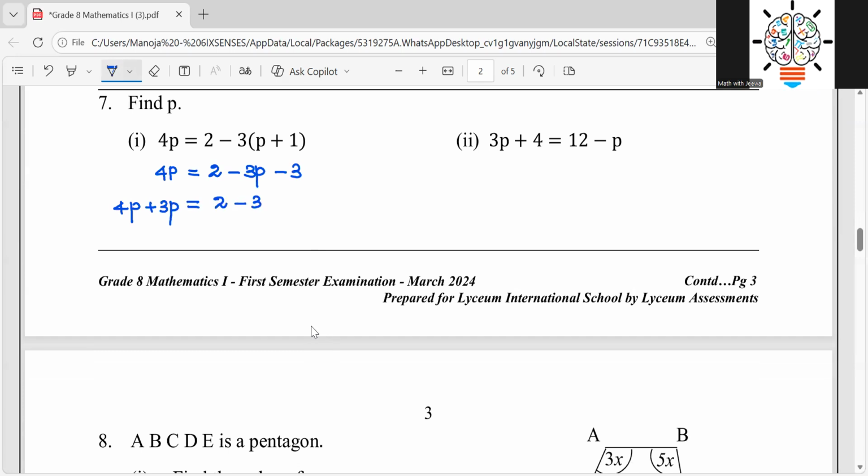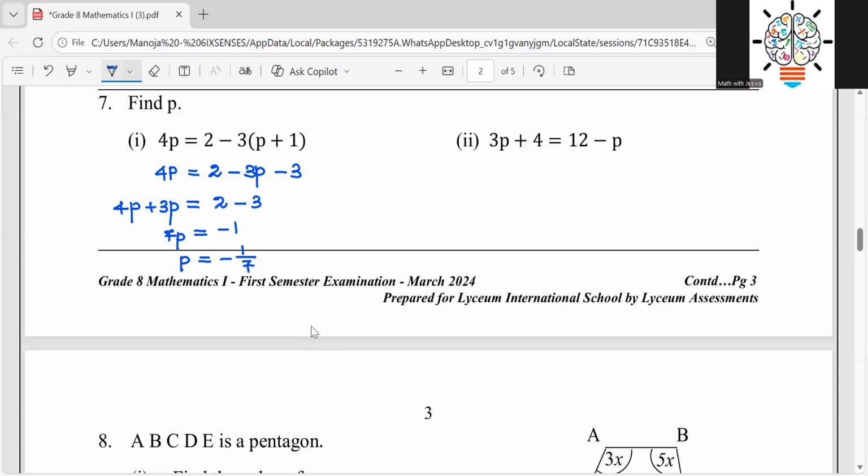The negative 3p I brought to the other side, that becomes positive 3p, and 4p and 3p becomes 7p. 7p is equal to negative 1. P is equal to negative 1 over 7.